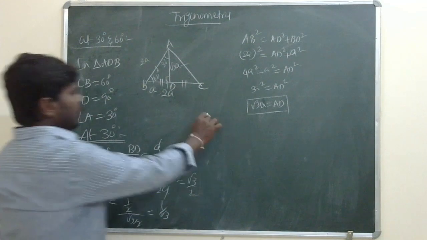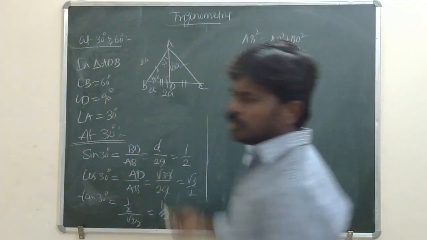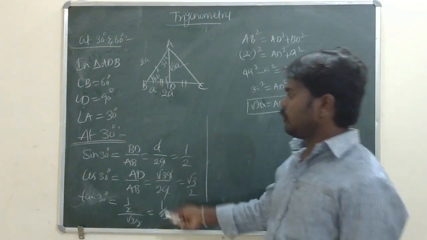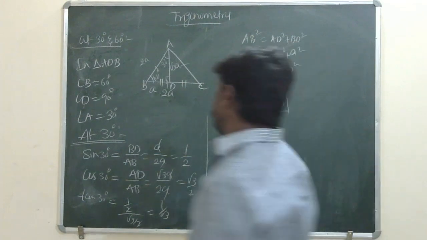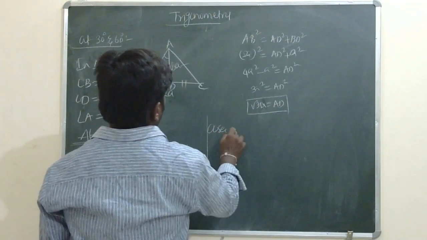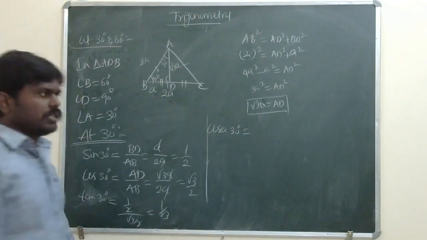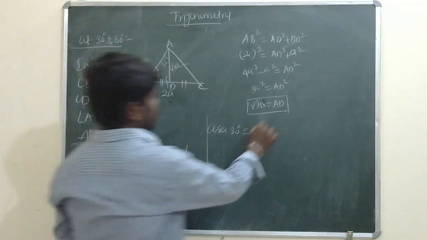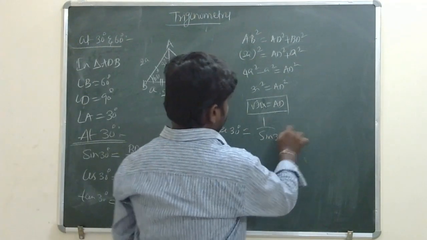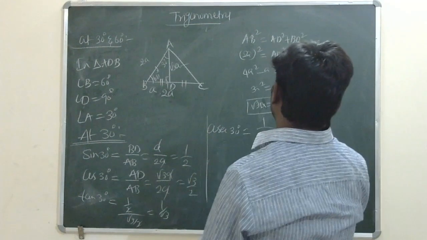And the remaining values are very simple because the reciprocals of these three trigonometric ratios are nothing but cosecant, secant and cotangent. So cosecant 30 degrees is nothing but 1 by sin 30. 1 by sin 30 value is 1 by 2. So 1 by 1 by 2 means 2.